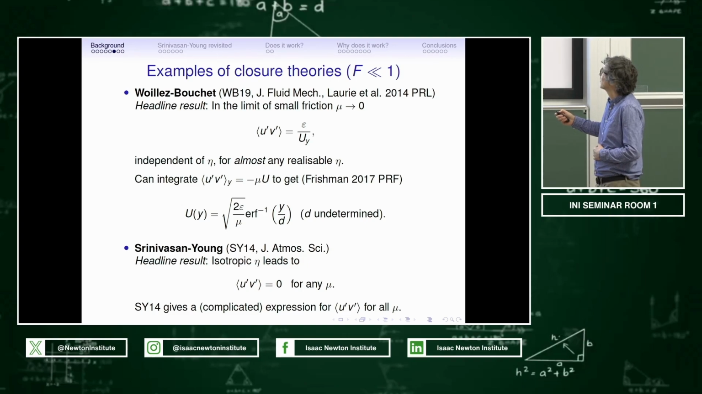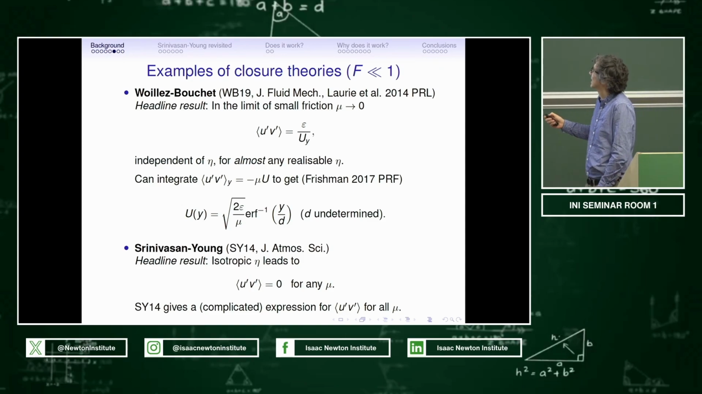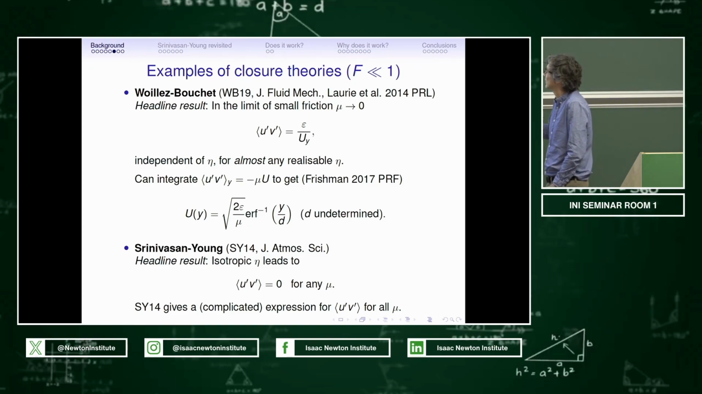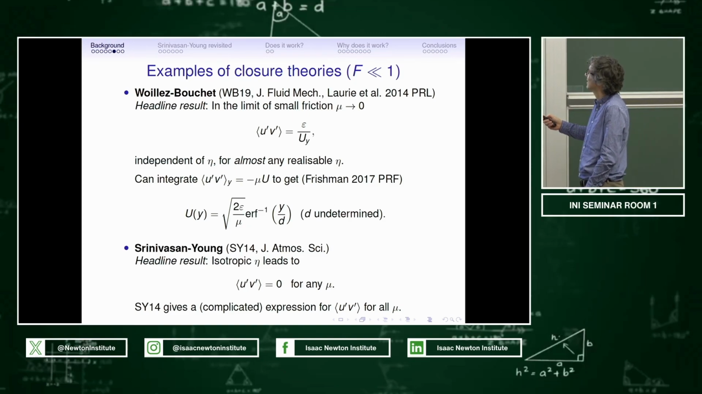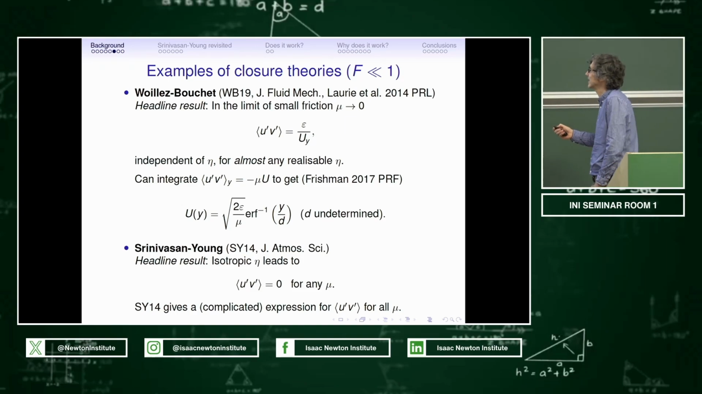The first one is a result, which I think was the first mathematical proof of a correct result for a wide class of systems, by Bouchet and Vouyer. In the limit of small friction, in this limit that we're interested in, where the forcing scale is much smaller than the jet scales, there's a wide class of regimes where the form that you put in for the stochastic forcing doesn't matter, and the momentum flux turns out to be equal to the energy injection divided by the shear rate of the flow. We'll come to why that is.